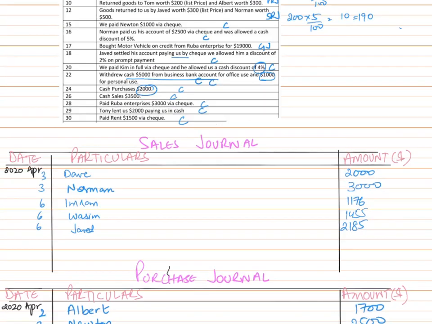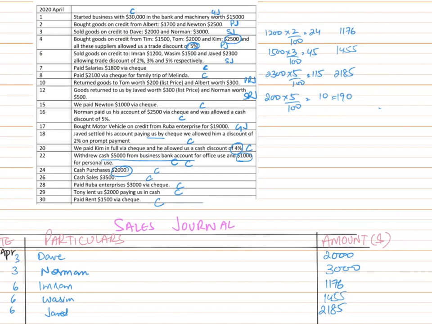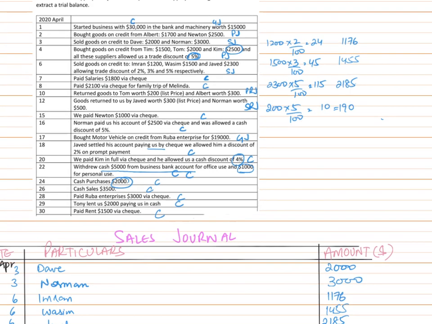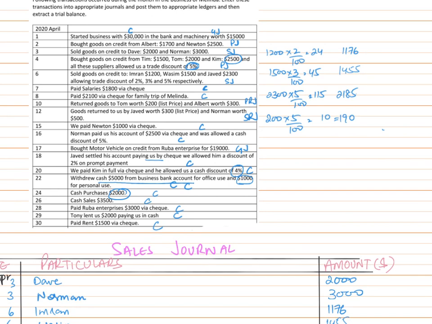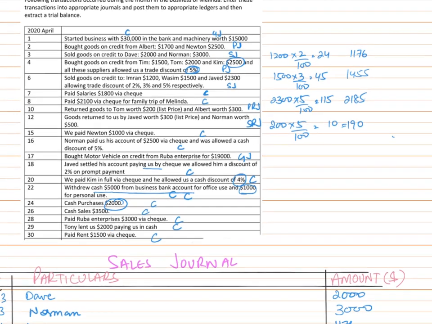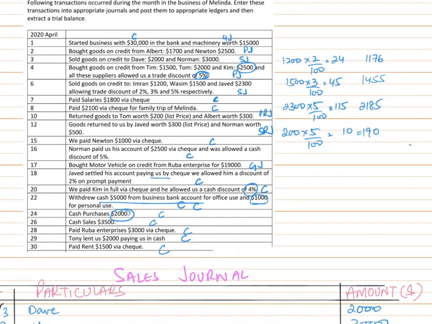After the 10th, if you look at the transaction on the 12th, goods were returned to us by Javed worth 300 list price and Norman worth 500. So these are the customers who are returning goods to us, and we offered Javed a discount of how many percent? If you read the 6th, we offered Javed a discount of 5%. So we'll have to remove 5% from 300 as well. 5% of 300 is 15, and if I remove 15 from 300, I will get 285. So 285 for Javed, and Norman 500, because we didn't give any discount to Norman.